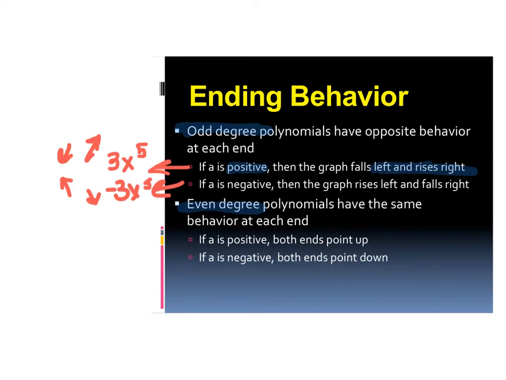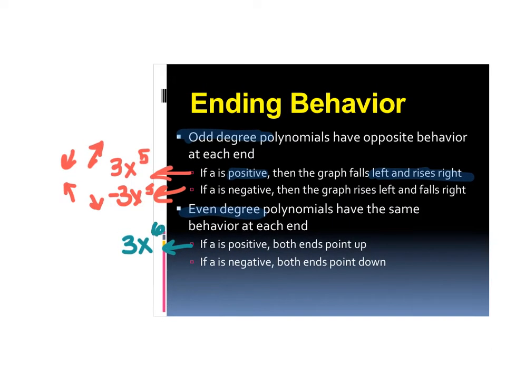Okay, the other option is if it is even. So if the highest exponent is even and the number on the front is positive, which would be like a positive 3x to the 6th, then they both point up. So it rises left and rises right. If it's even but it's negative, like a negative 3x to the 6th, then they both point down. Okay, it falls left and falls right.